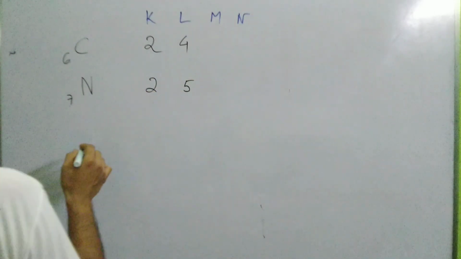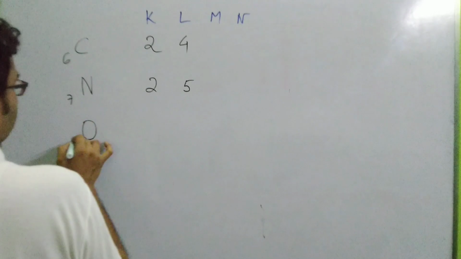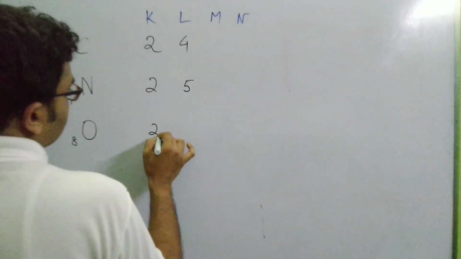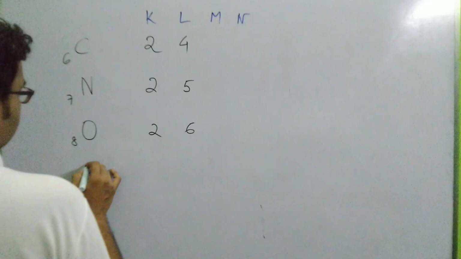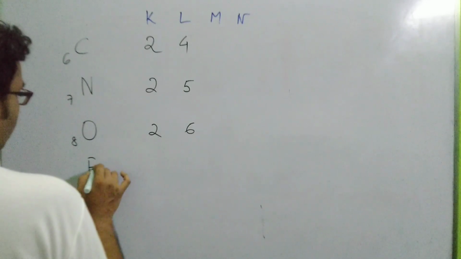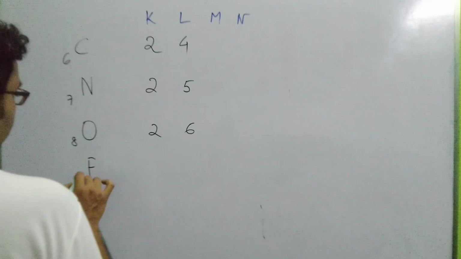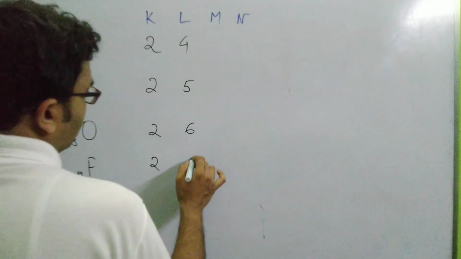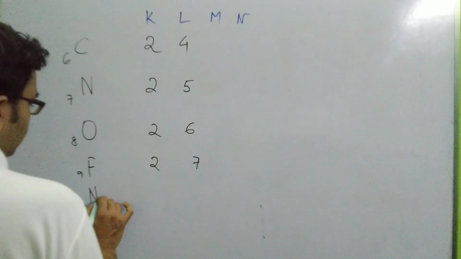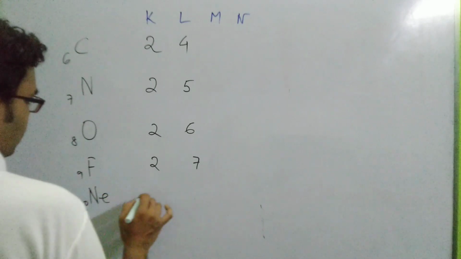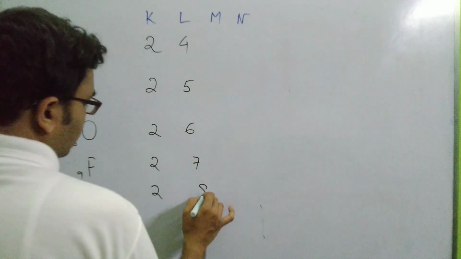Fine. Then after nitrogen it's oxygen, atomic number 8. It will be 2, then 6. Fine. After oxygen comes fluorine, atomic number 9, it's 2 and then 7. And at number 10 comes neon, atomic number 10. So it's 2 and then 8.